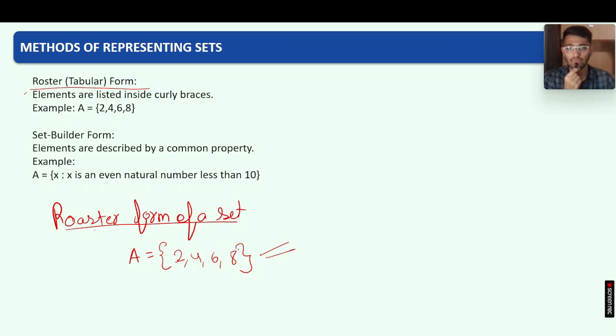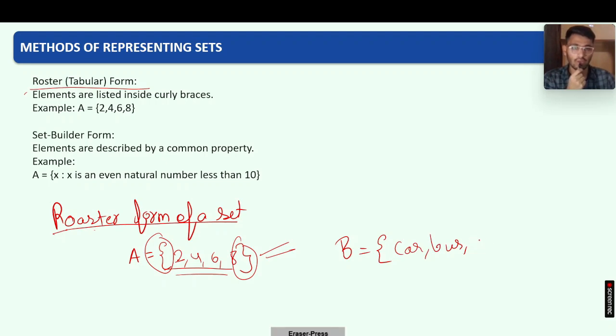What we were saying is that roster form is one in which elements are listed inside curly braces. You have just listed them. So this is a basic form. You can take many other examples, like B, where you use only curly brackets and give the elements, like car, bus, airplane, auto.